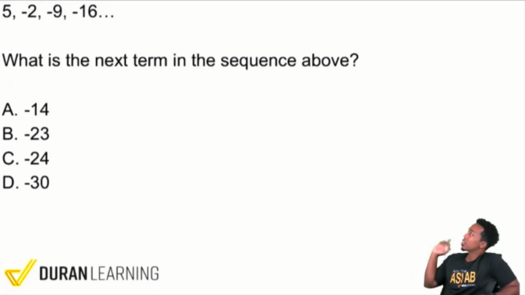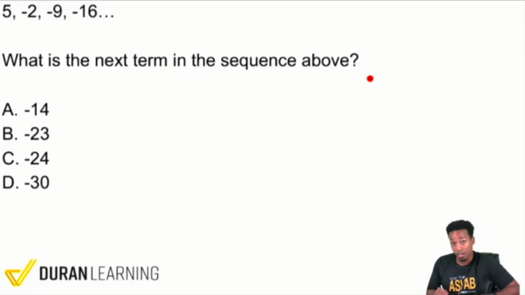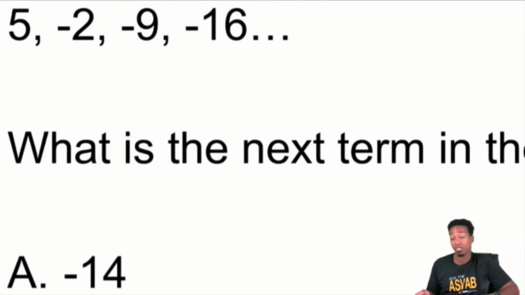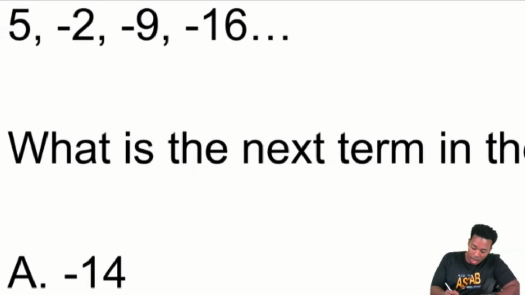So we have the sequence here and the problem reads, what is the next term in the sequence above? All right, cool. So obviously we're looking at this and that's a sequence question. The only question is, well, what's the pattern and how do we get to the next term, right? So when we take a look here, we have 5, -2, -9, -16. You may be looking at this saying, hey, negative numbers, no bueno, I don't like it. But let's ask ourselves, how do we go from 5 to -2, everybody? What can we do to 5 to get to -2?